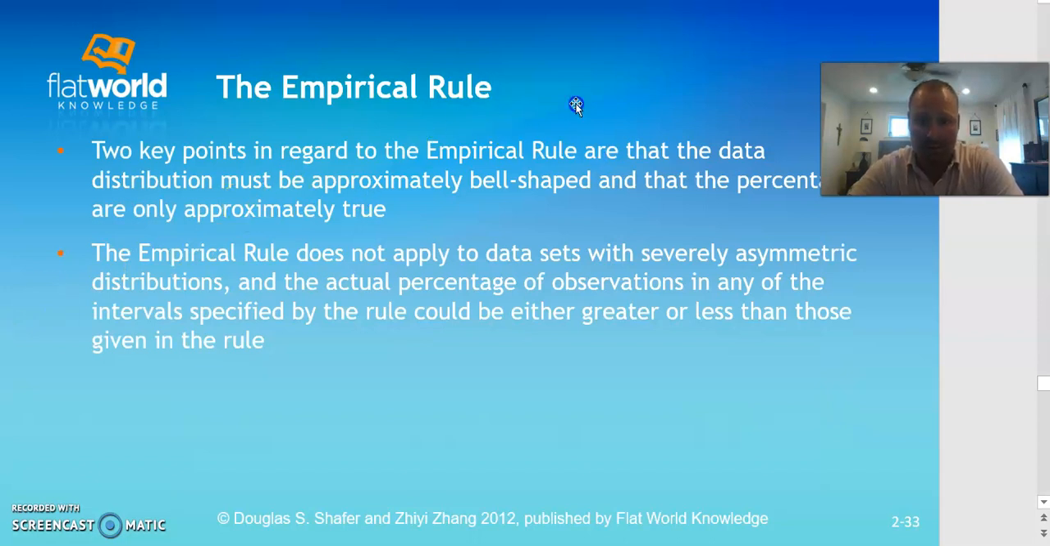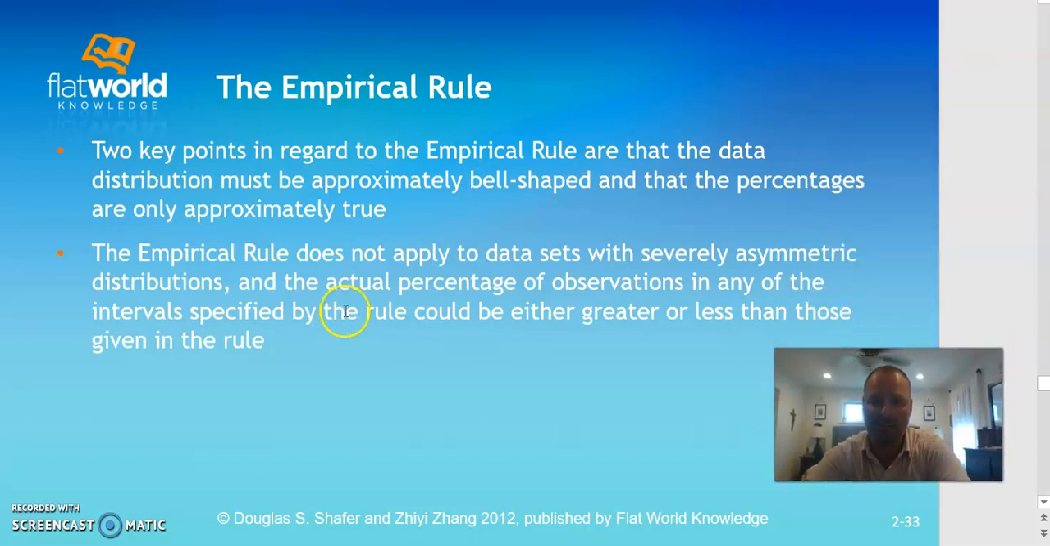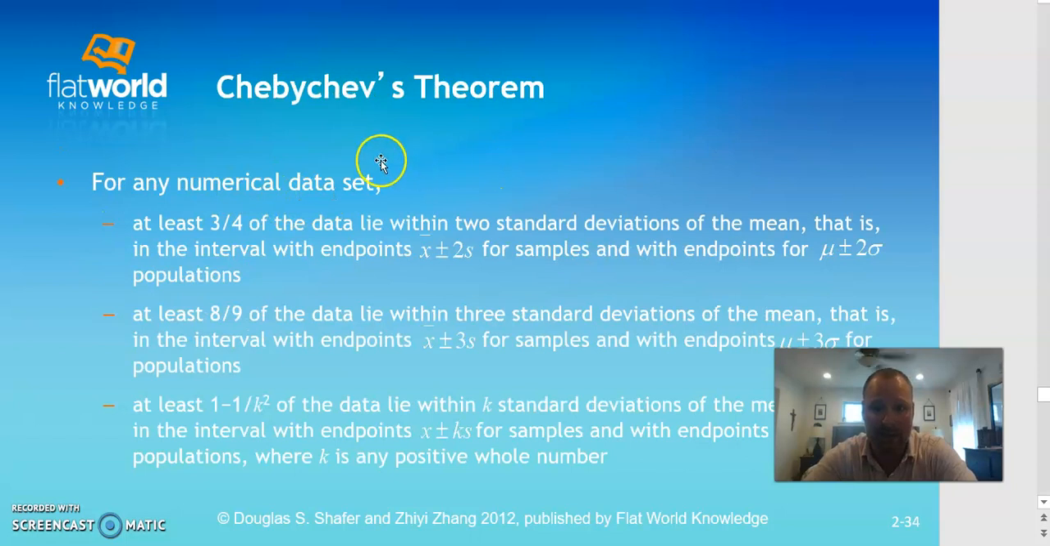The empirical rule, data sets distributed must be approximately bell-shaped. This is what I said. It only applies when it's bell-shaped. It does not apply to data sets that are not symmetric and that are not bell-shaped. So that's important for you to know. Okay. And then we have Chebyshev's theorem.